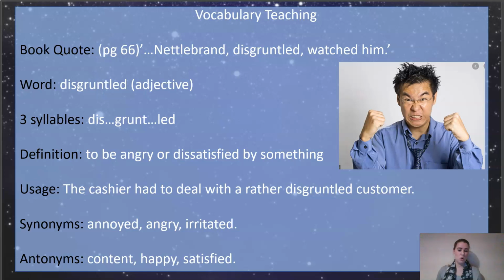So it means to be annoyed, could be angry, could be irritated. So it describes the way someone is being, their personality or the way they feel. Now, the opposite of that would be to be quite content, to be happy, to be satisfied. You're a happy customer, you're a content customer, got no issues whatsoever. But here, Nettlebrand is disgruntled by something. And we'll see if you know who Nettlebrand is when we move into chapter 9.